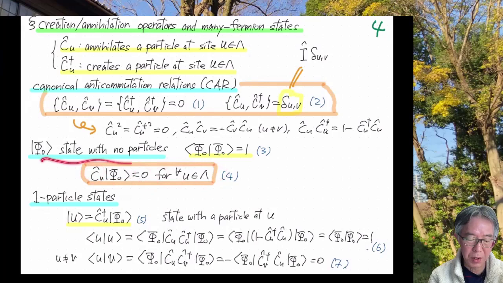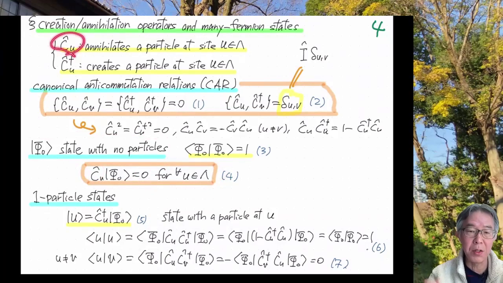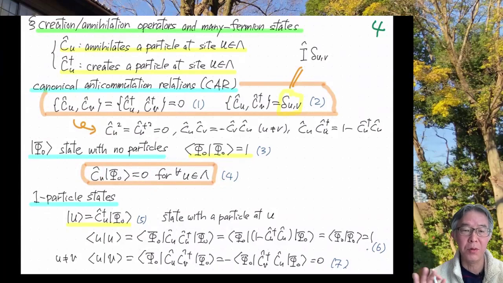So our interpretation is that phi 0 is a state with no particles, and C tries to annihilate a particle at U. But since you don't have any particle to begin with, you cannot do anything. So you get just 0. Okay. Now with this notation, I can define one particle state.